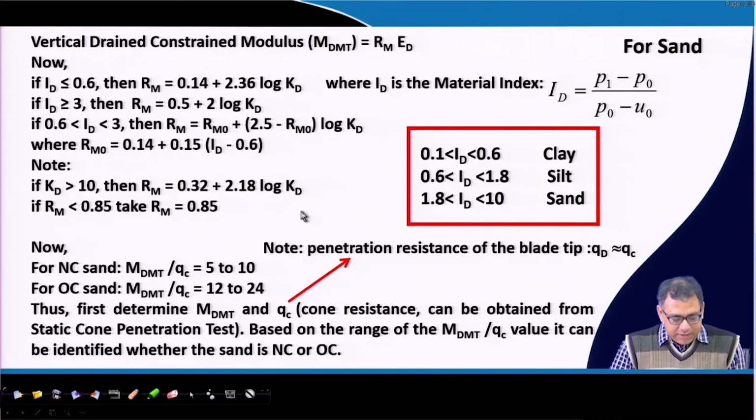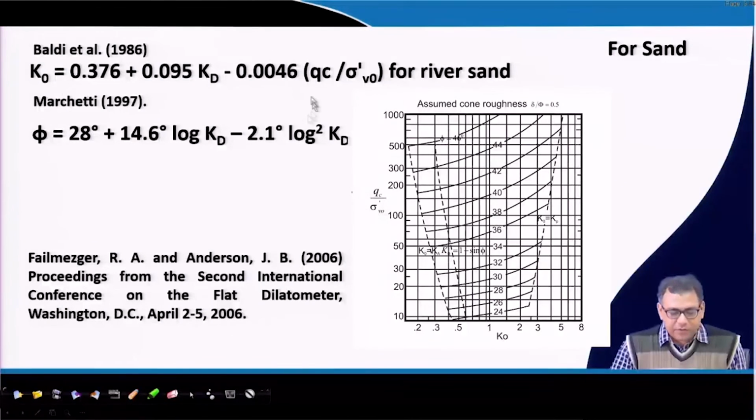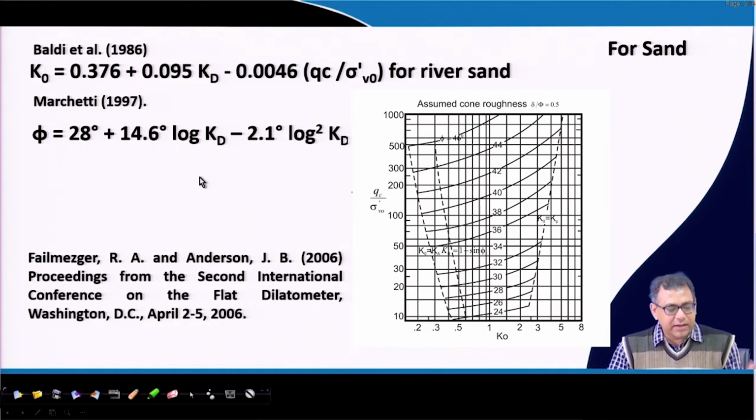So now the next one is, for the sand also we can calculate the K0 by using this expression. This QC is the cone resistance that I will get from the static cone penetration test. That is sigma V0 bar, that means effective overburden pressure. Now I can get the phi also by using this expression. I can get the phi by using this curve also, because I can get the K0 by using this equation. If I know the QC and effective overburden pressure, then I can get the phi value also for the soil. So either I can use this chart or I can use the expression to get the phi value of the soil.